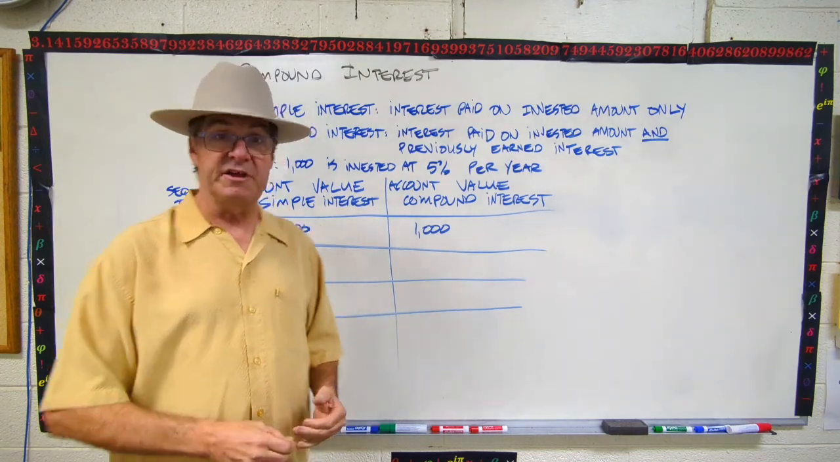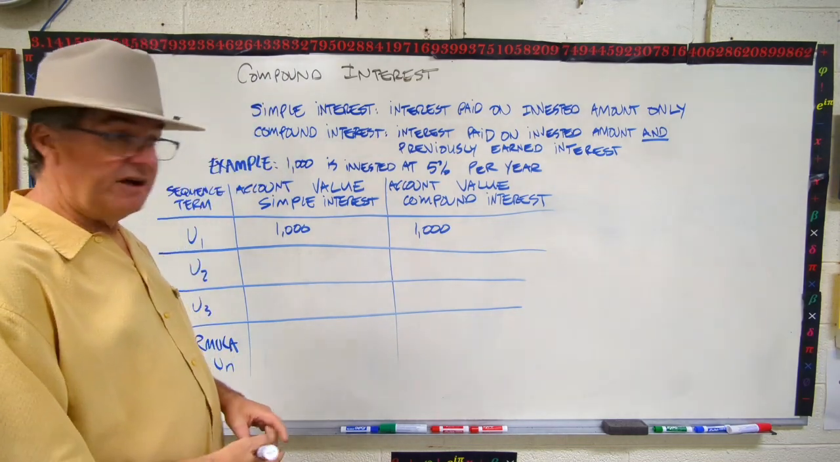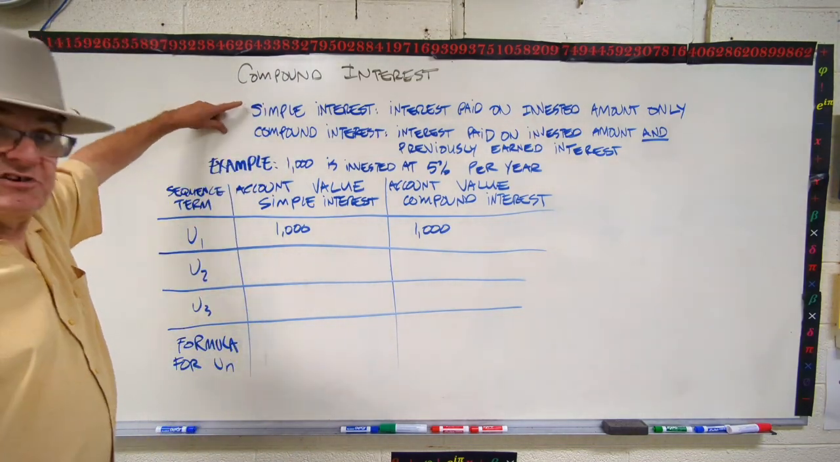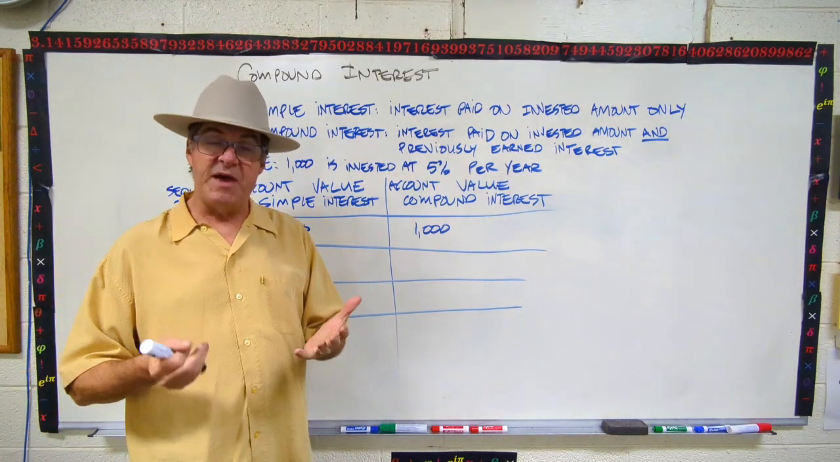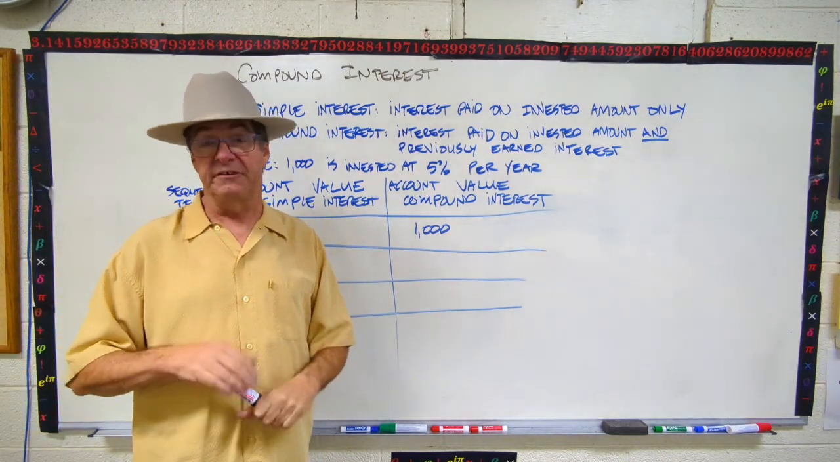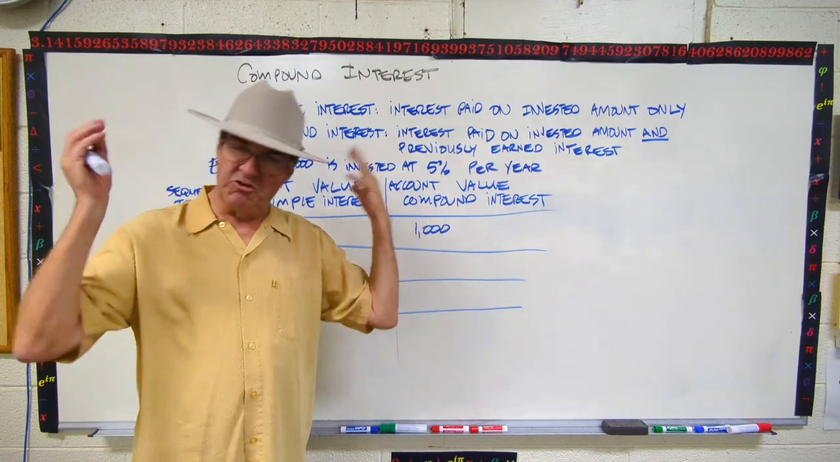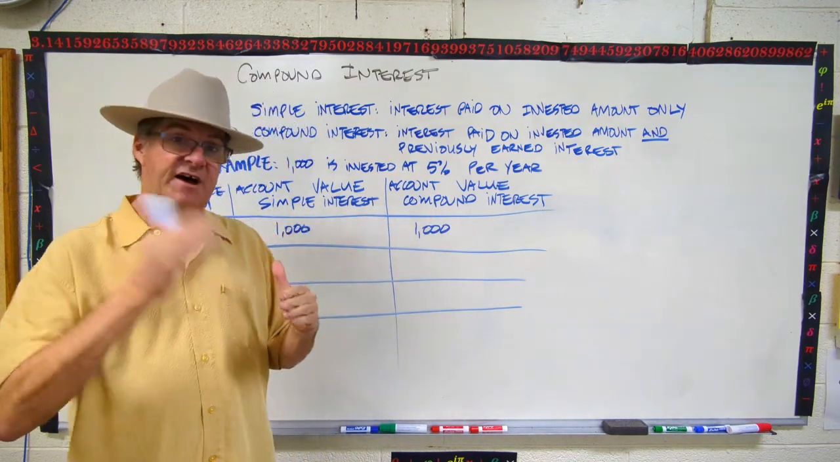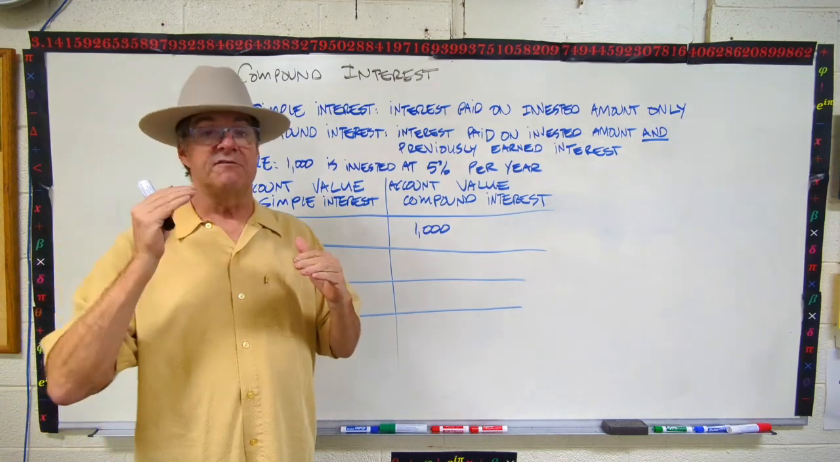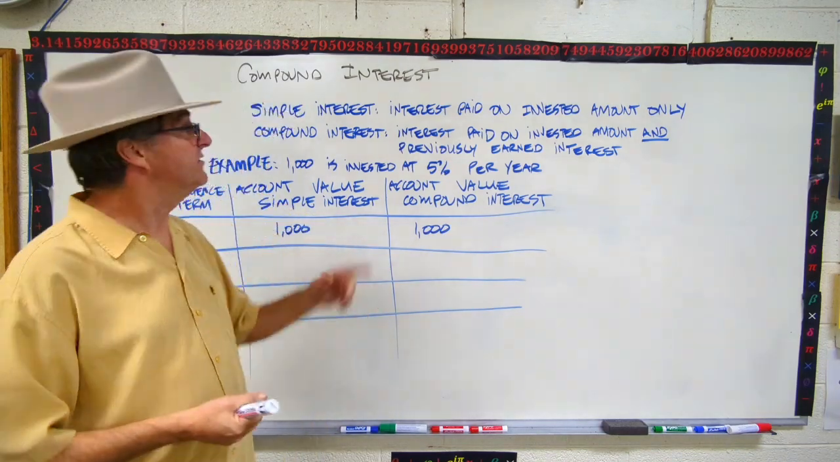Okay, so here we go. Check this out. Here are our definitions. Simple interest is an amount that's paid on your investment only. So if you put 10 grand in a bank account for 10 years and you get 5%, you're just going to get 5% on 10 grand each year for 10 years. So that's how that one works.